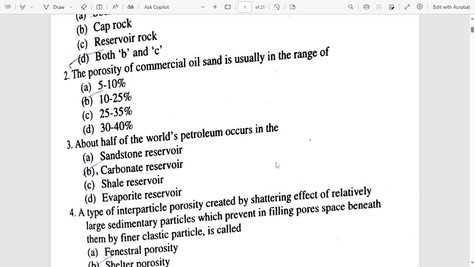The carbonate reservoirs are mostly famous, like the Bombay offshore carbonate. So half of the world's petroleum occurs in the carbonate reservoir. Wherever there is limestone, there is this huge possibility of having a petroleum reserve.